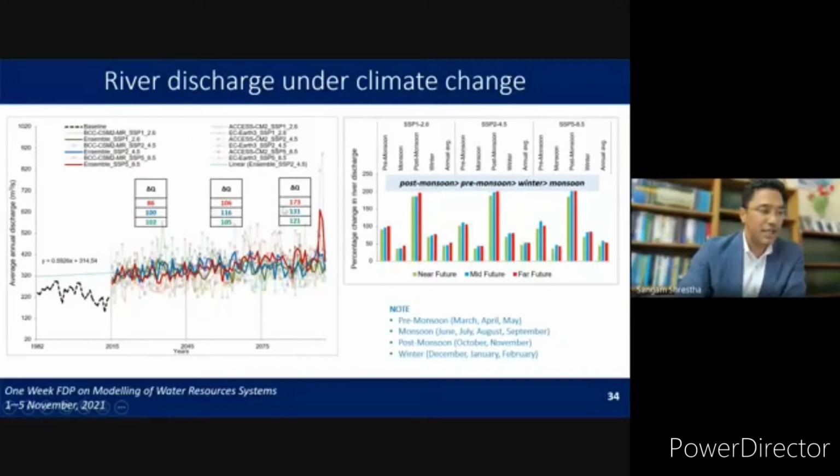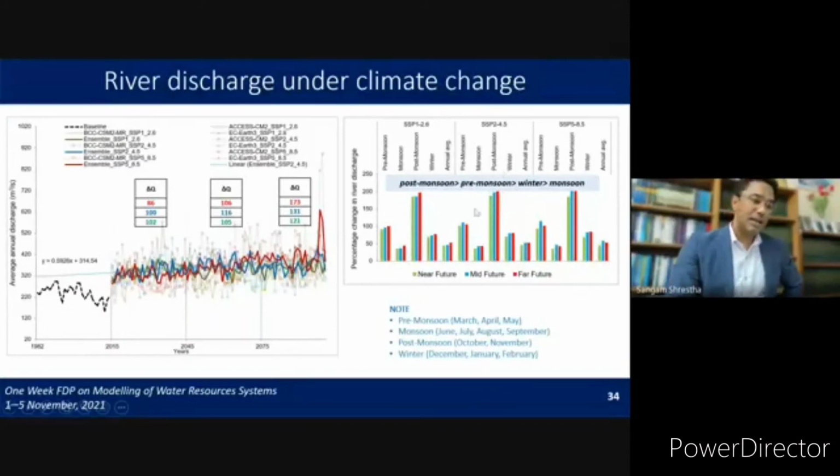The change in the annual discharge I have calculated and put in the form of a table here. So the change in the discharge is higher at the end of the century, right? By the end of the century, the annual discharge will be increasing by 173 cubic meter per second compared to the baseline average. Similarly, in SSP1, the average annual discharge will be increasing by 121 cubic meter per second.